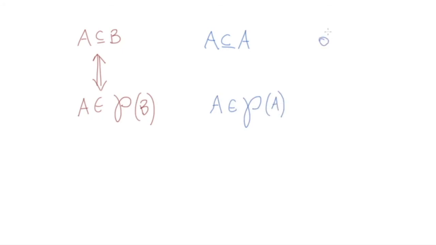Another rule that we have talked about already: the empty set is always a subset of any set, right? So the empty set is a subset of A for any A. Likewise, the empty set will always be an element of the power set of A. And these rules just fall out of the intuition that being an element of the power set is the same thing as being a subset. So the same rules should apply.